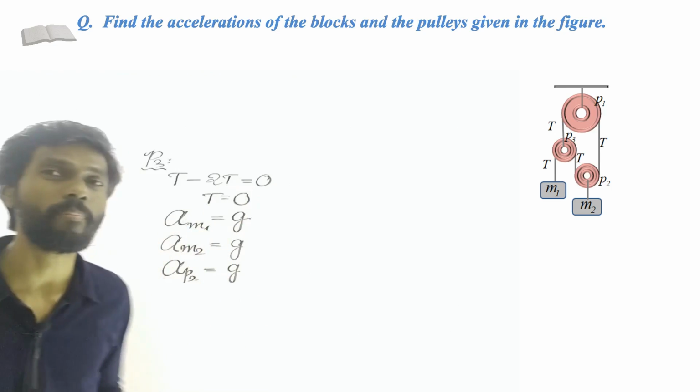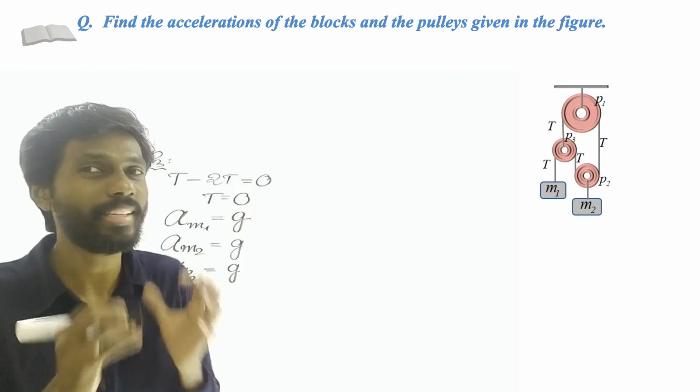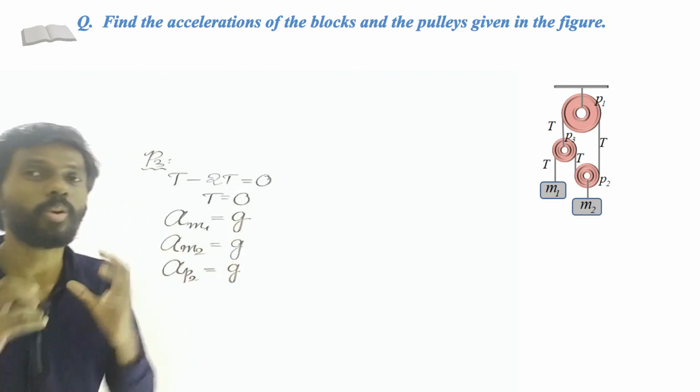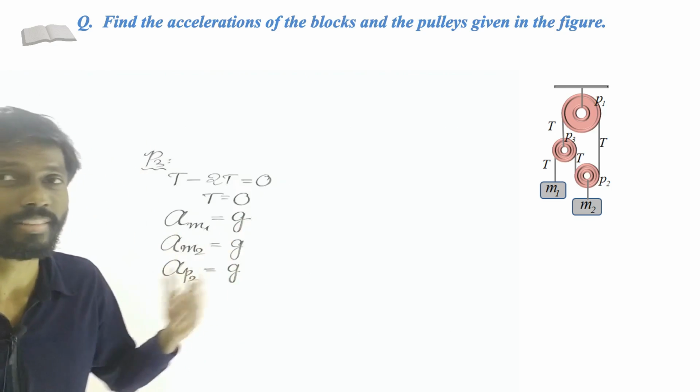But what about P3, the pulley P3? What is the acceleration of pulley P3? That is not g, because it is massless, so it does not fall under gravity. So we have to find its acceleration separately using another method, right?